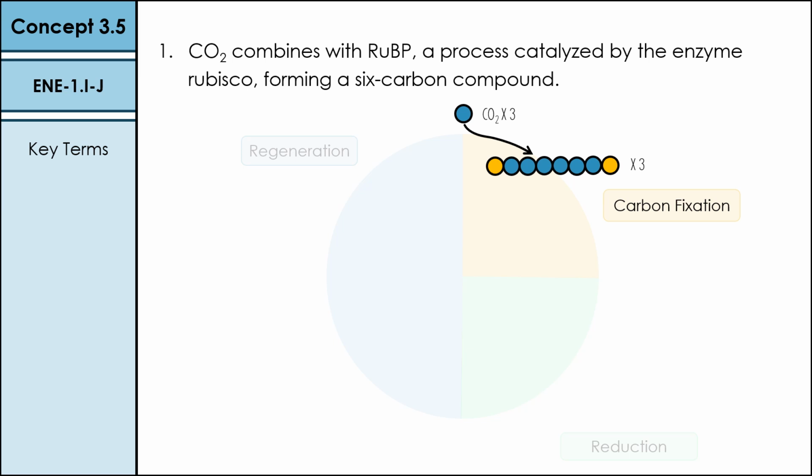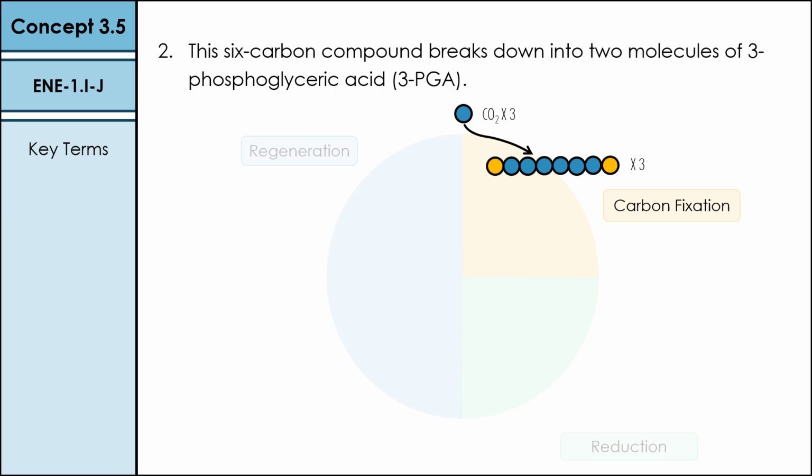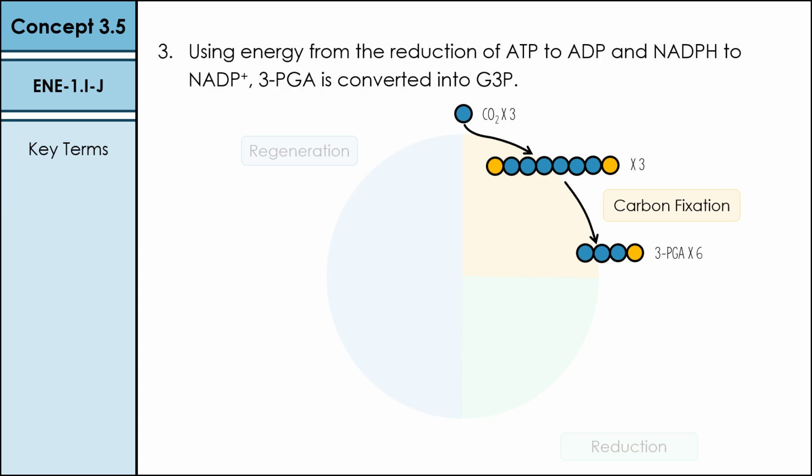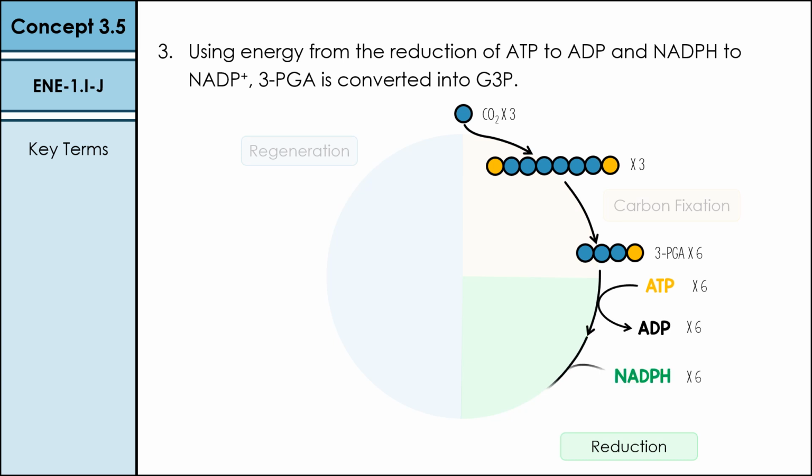Now this molecule is relatively unstable, so it rapidly is broken down into 2 molecules of 3-phosphoglyceric acid, or PGA. So we have 2 PGA produced from this. Now's where we get into those NADPH that are carrying our electrons from the light dependent reaction. So using energy from the reduction of ATP to ADP and NADPH to NADP+, our PGA is going to be converted into G3P. So here we have the reduction of our energy carriers. And once those are reduced, they can return back to the light-dependent reaction where they can pick up more energy.